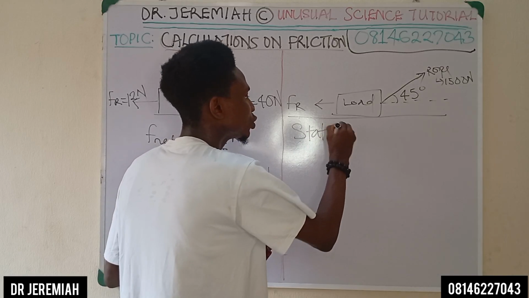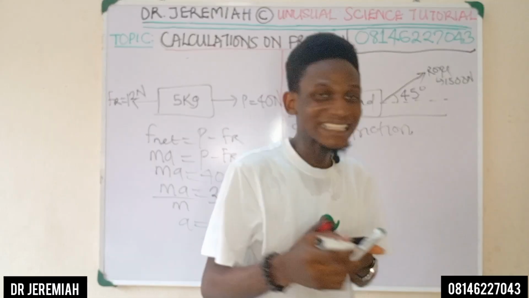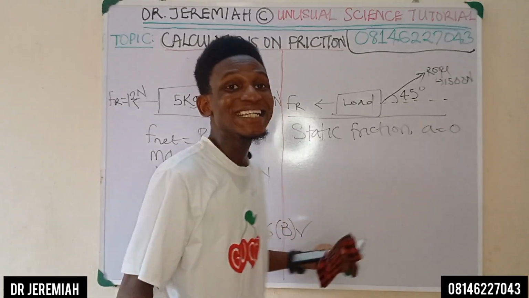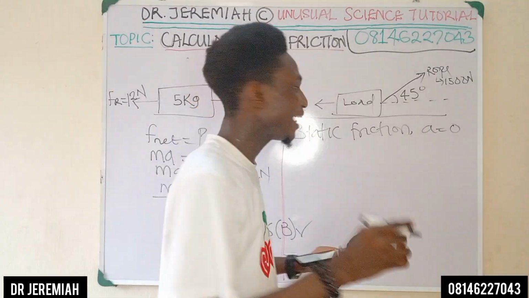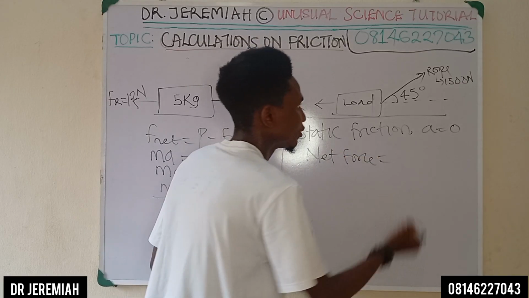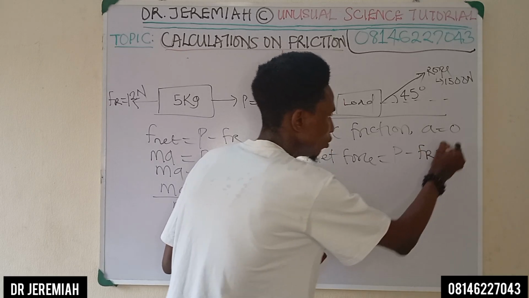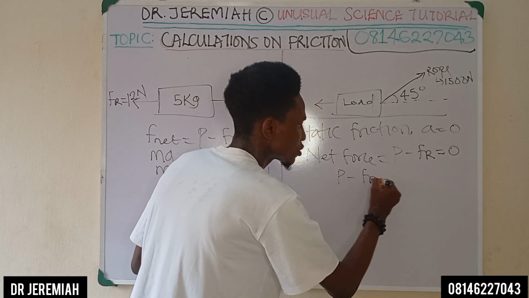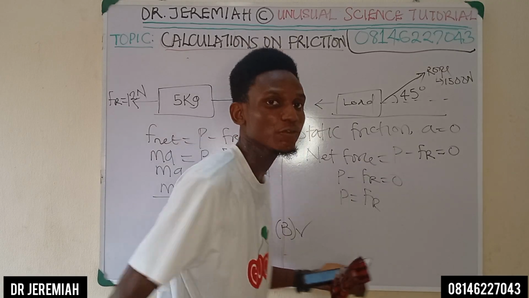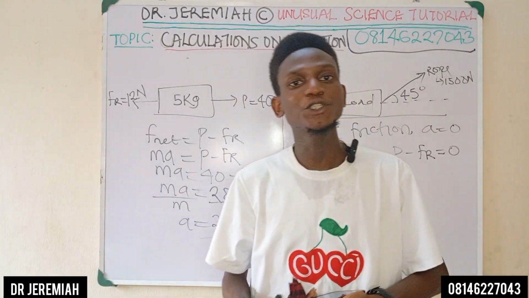So that's static friction. Remember I told you earlier that for static friction there is no net movement, so acceleration is 0. That's what we mean by uniform speed or uniform velocity. Acceleration is 0, so net force, F net, equals pulling force minus frictional force, which gives 0. So pulling force equals frictional force. When we have static friction, pulling force equals frictional force.